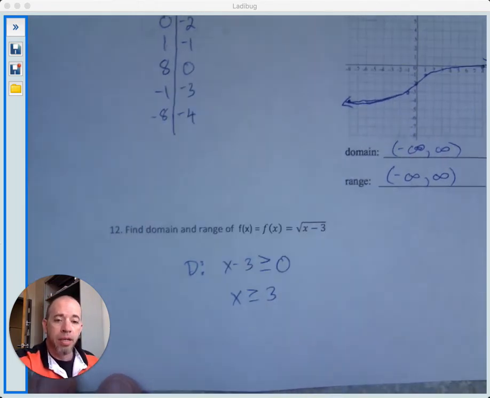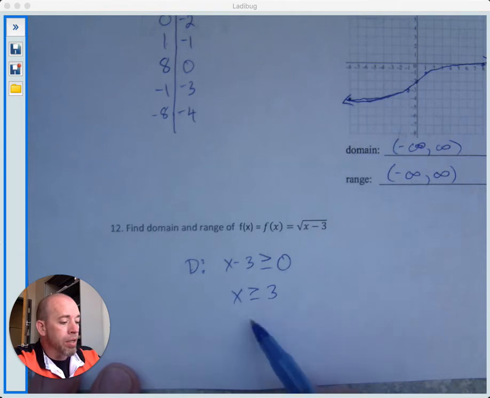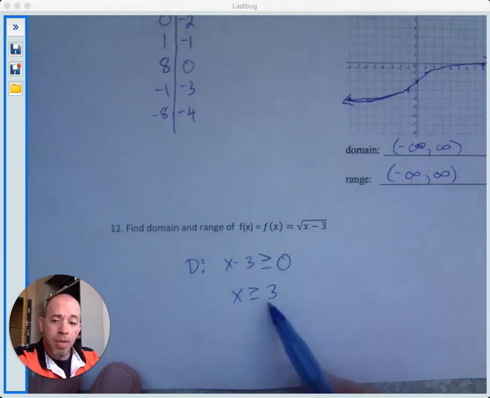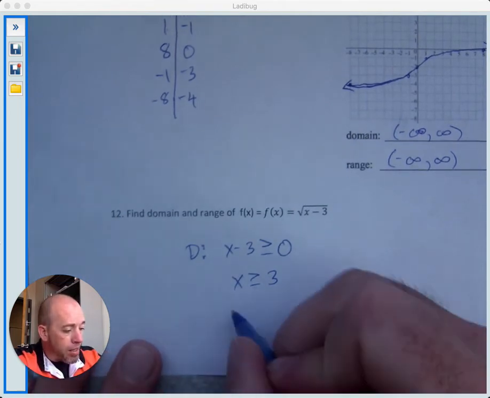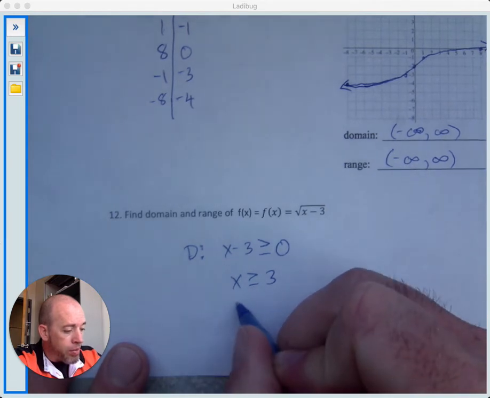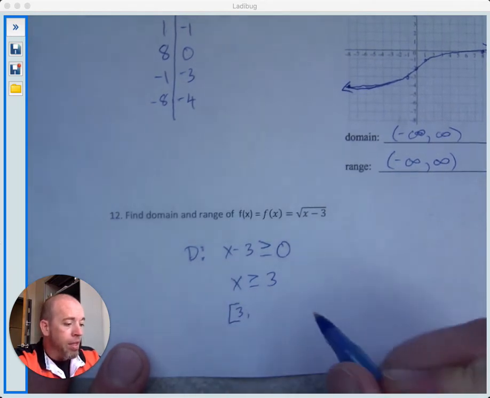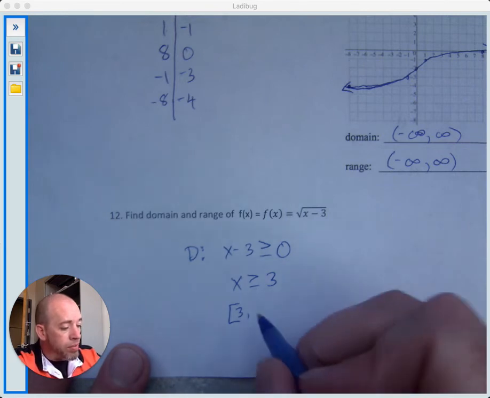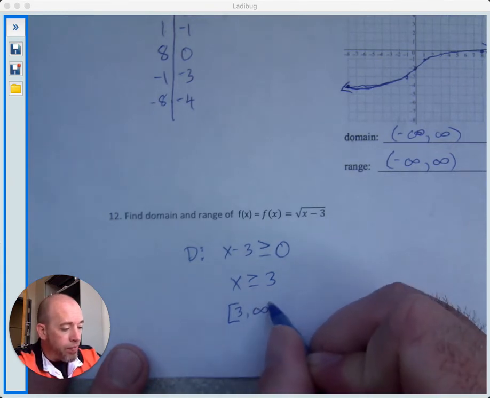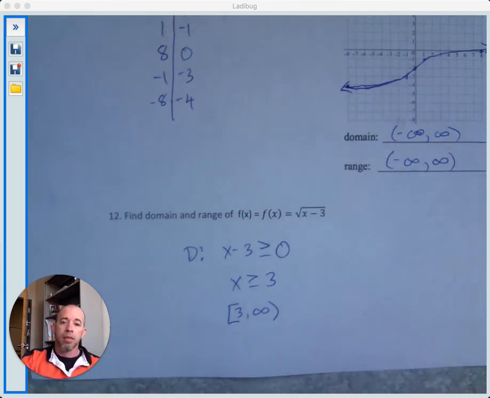How do we write that in interval notation? Well, if it's greater than or equal to 3, then that means 3 is the smallest number in this set. And since it could be equal to 3, we have a bracket with the 3. X could also be anything greater than 3, so we go off to infinity. So that's our domain. The range is just a little bit harder.